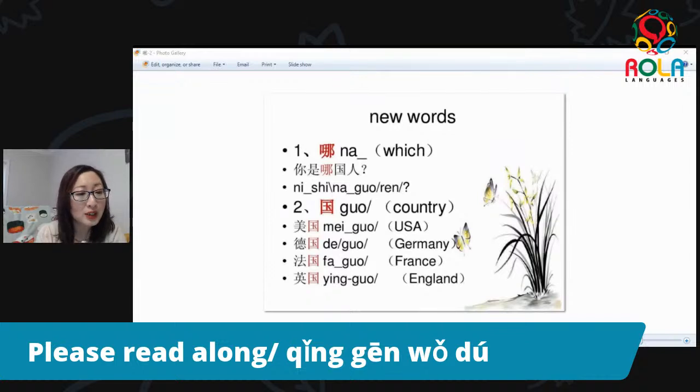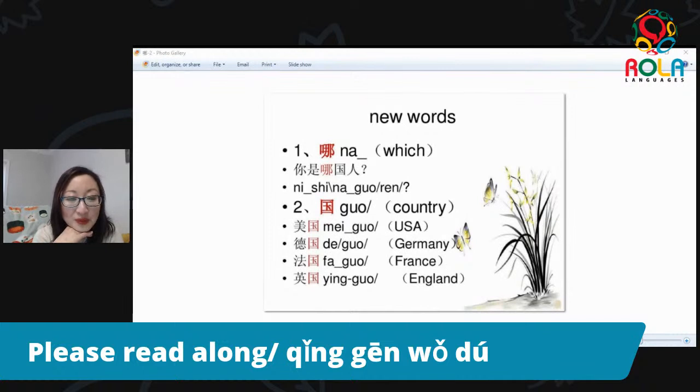Since we are going to be answering the question 你是哪国人, of course, we're going to be learning some countries' names. First one, 美国 is USA. Actually, 美 is the similar pronunciation that Chinese people picked for May, America. So 美国 is the United States of America. Next up, we have 德国, which is Germany. And next up, we have 法国, which is France. Of course, 法 is what Chinese people picked for France.